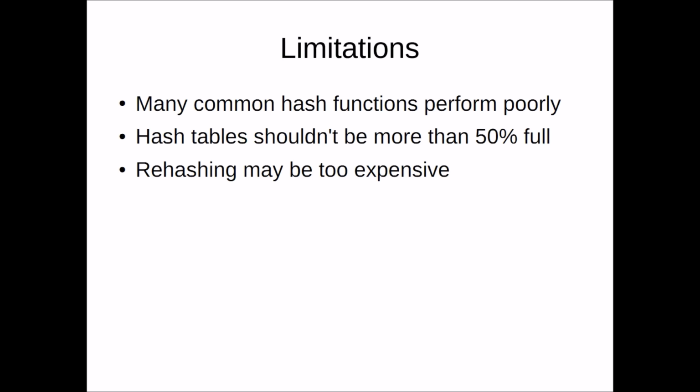Some of the limitations of cuckoo hashing include that many of the common hash functions can't be used because they perform rather poorly. This includes the multiplicative class. In addition to this, hash tables should always be kept less than 50% full, otherwise performance of insertion drops drastically. Also, rehashing may be too expensive of an operation for some applications.